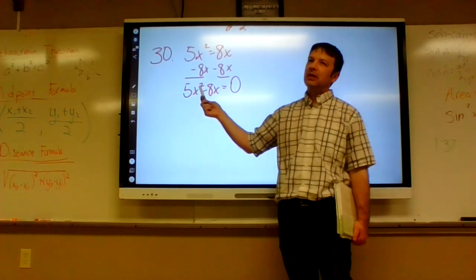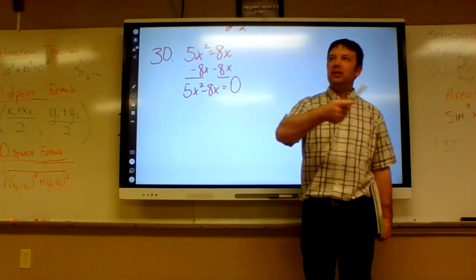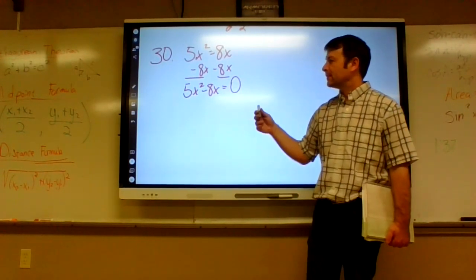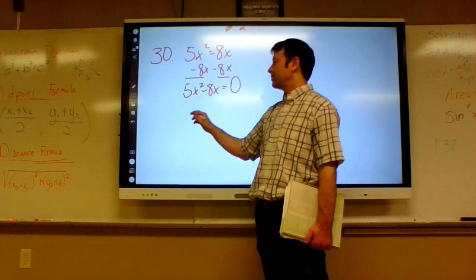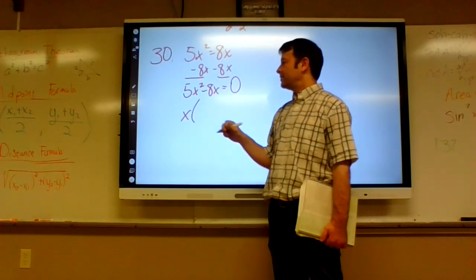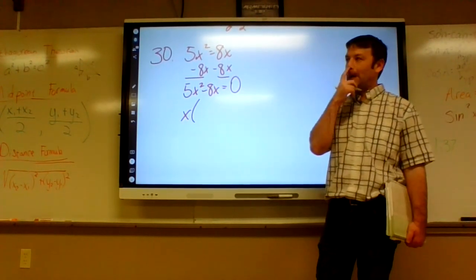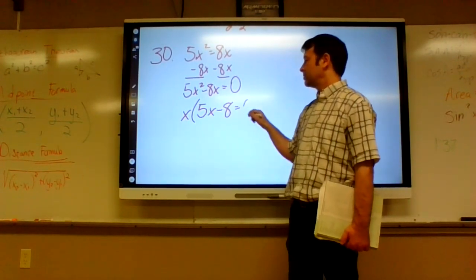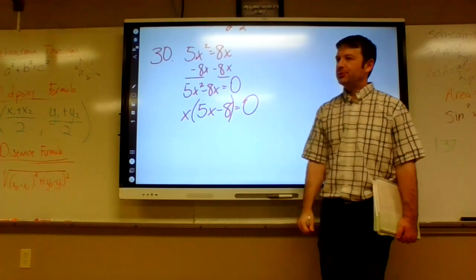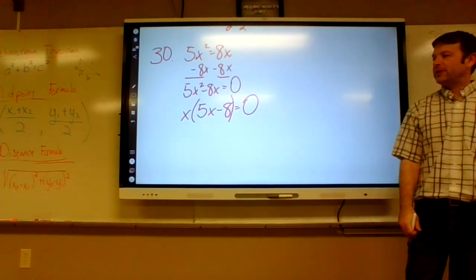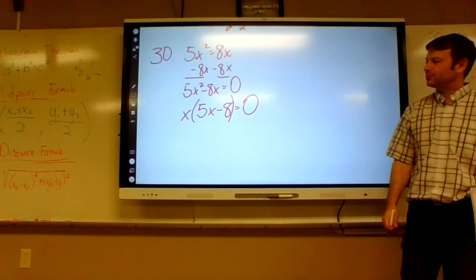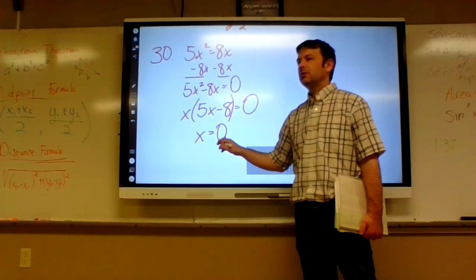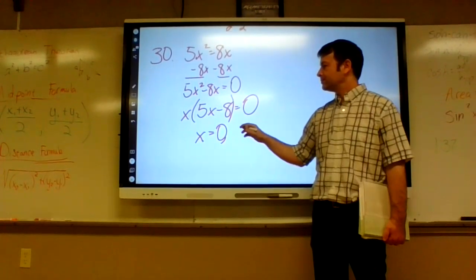It's one little step. Take stuff out. Take an X out of both. What's left after we take an X out? 5x minus 8. What X values make those factors 0? 0 and what?